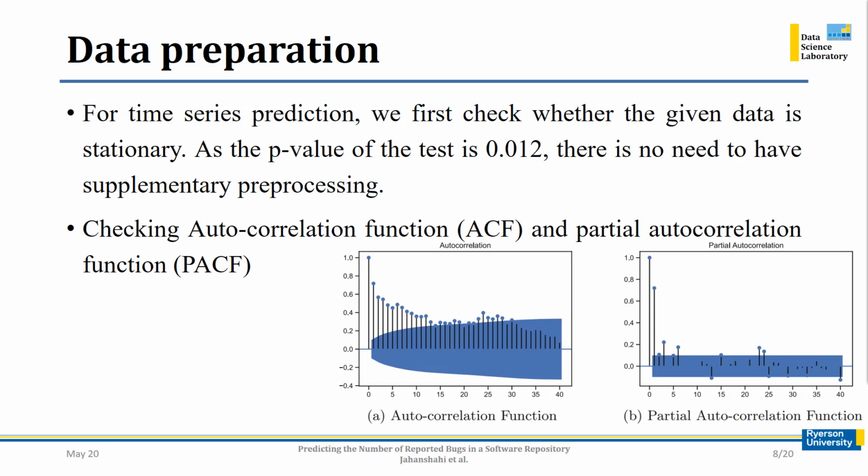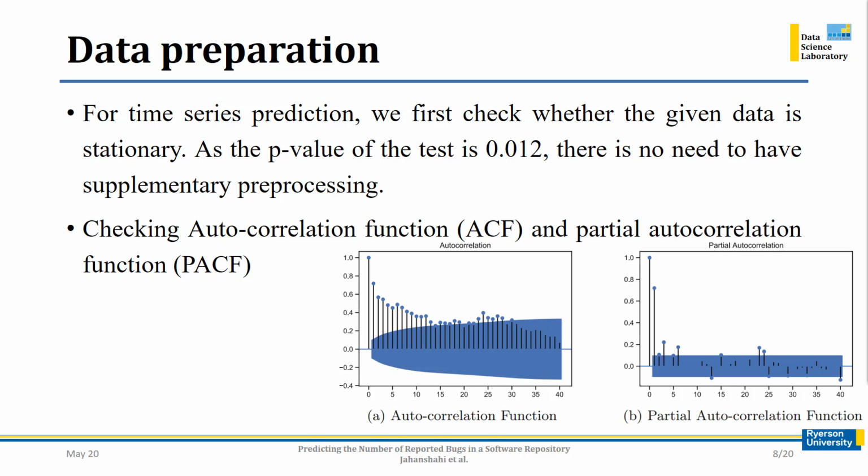This ADF test determines the number of lags by the Akaike information criterion, or AIC. The null hypothesis is that the data are non-stationary, but the p-value of the test that we had was 0.012, thus we reject the null hypothesis. Therefore, the data can be modeled directly and there is no need for supplementary pre-processing or transformation.